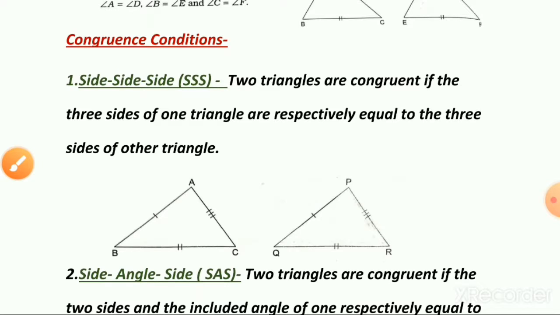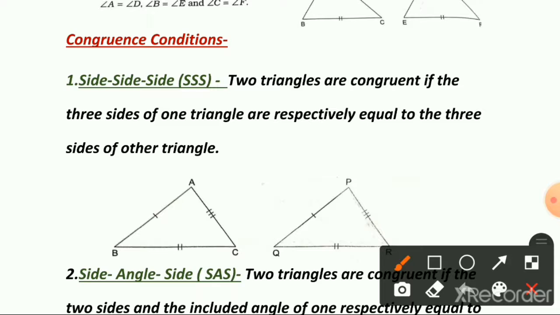But as I told children, only three parts are sufficient to prove any triangles to be congruent. अगर हमें किसी भी 2 triangles को congruent करना है, so we don't need to show all the six parts to be equal. Only three parts are sufficient to show its equality. Okay, so let's start. What are those conditions? So the first condition is side side side, that is also called the SSS congruence condition.